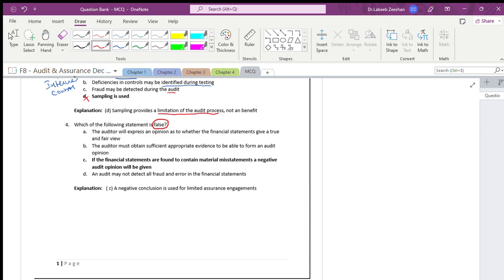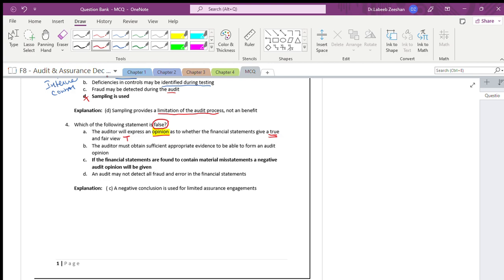The auditor will express only an opinion on whether the financial statements are true and fair. The auditor will only express the opinion. They will not do anything else. The job is to give only the opinion. As simple as that. This is true.